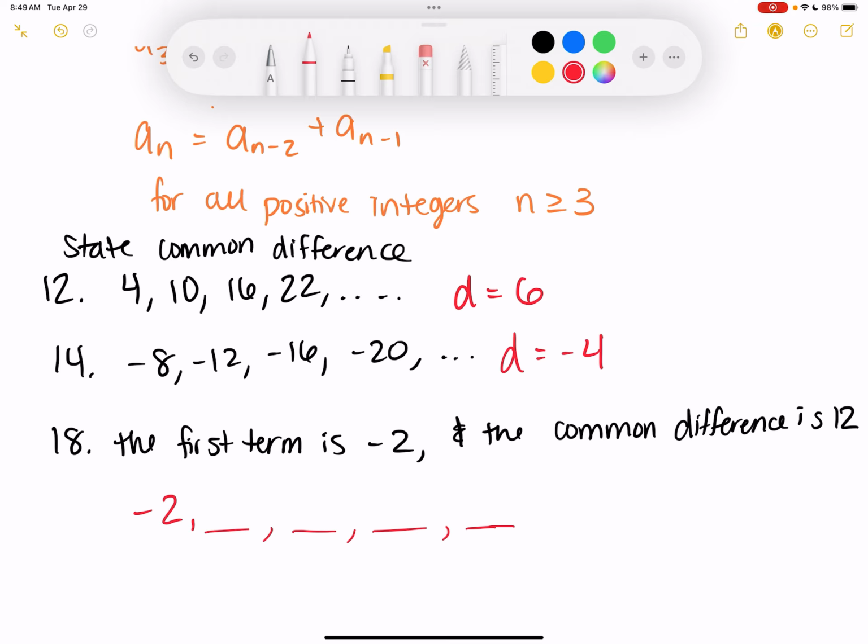The first term is -2, and the common difference is 12. That means I'm adding 12 to that first number. -2 plus 12 would be 10. 10 plus 12 would be 22. 22 plus 12 would be 34. 34 plus 12 would be 46. And that would be the first 5 terms. Obviously, I could keep going if I wanted to, but that's all they want.